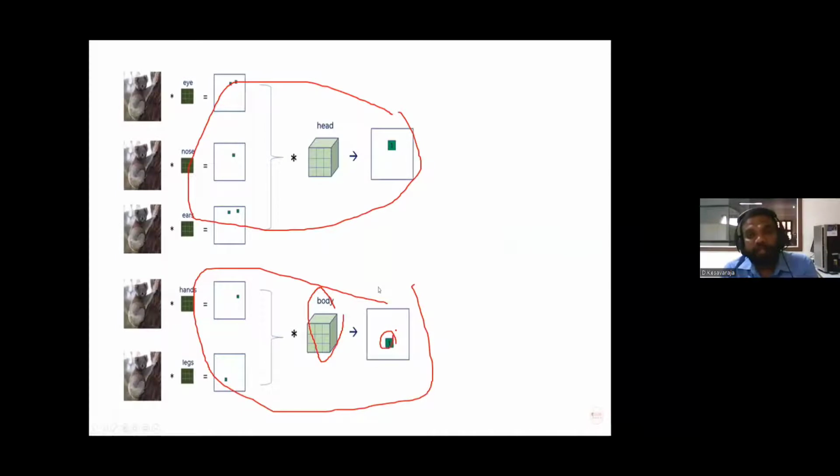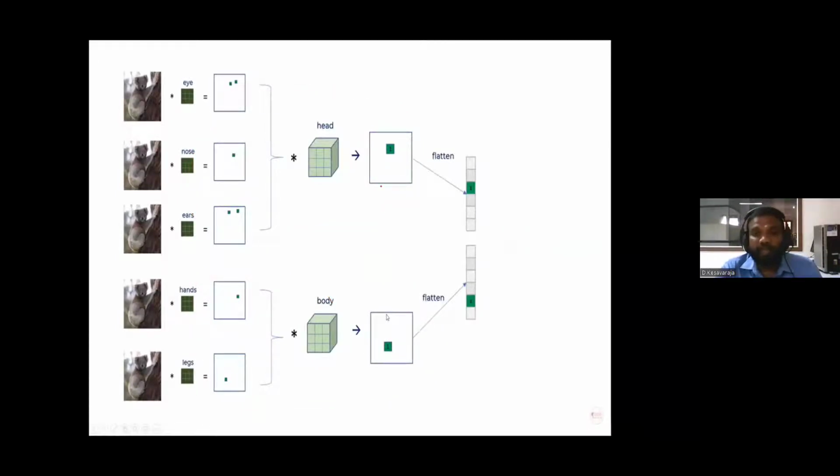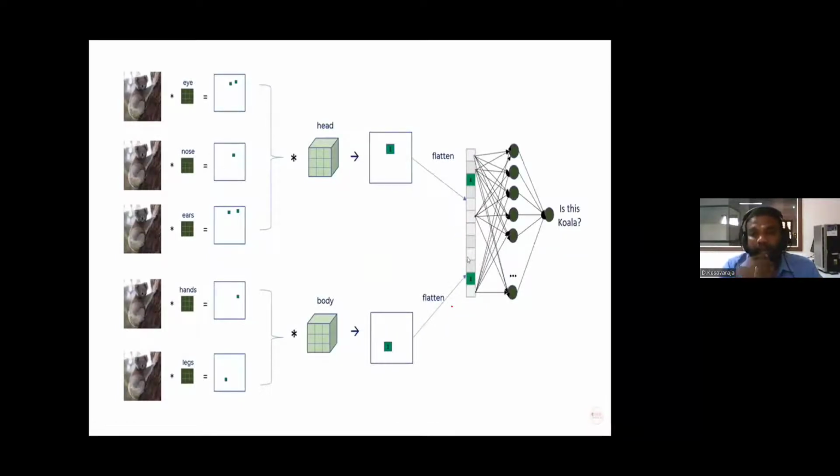So if an image comprises the koala's head as well as the koala's body, then you can flatten it and apply it into a neural network. This is the koala's head, this is the koala's body, and then flatten the entire content and pass it into the neural network with the adjusted weight values. Then the neural network is trained, and it says whether this is a koala or not, based on these feature maps.